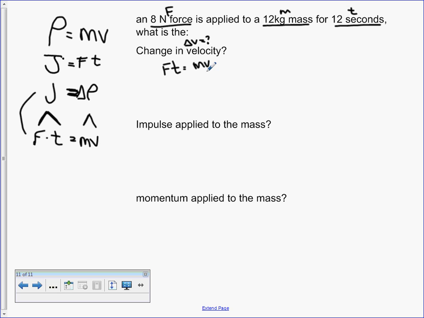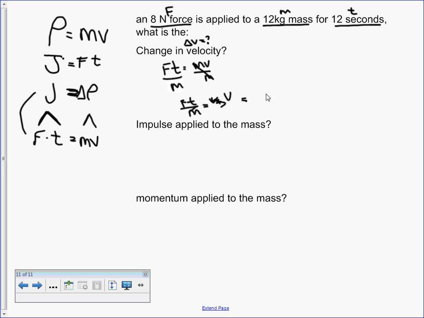Which one am I solving for? This is what is the change in velocity. So I have to get velocity by itself. I divide by m to get rid of it because they're multiplying, right? And whatever I do to one side, I do to the other. So force times time divided by mass is my change in V.